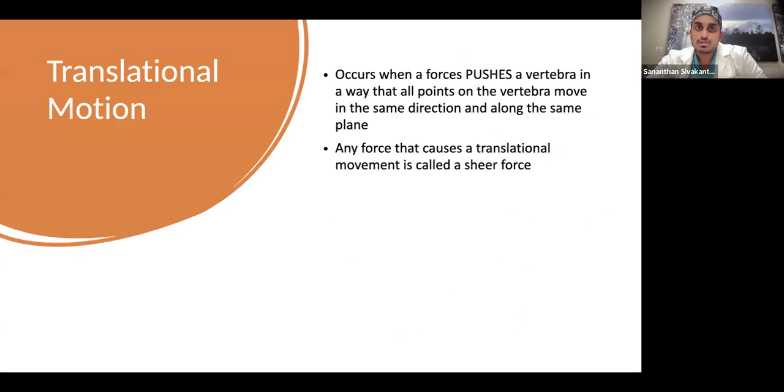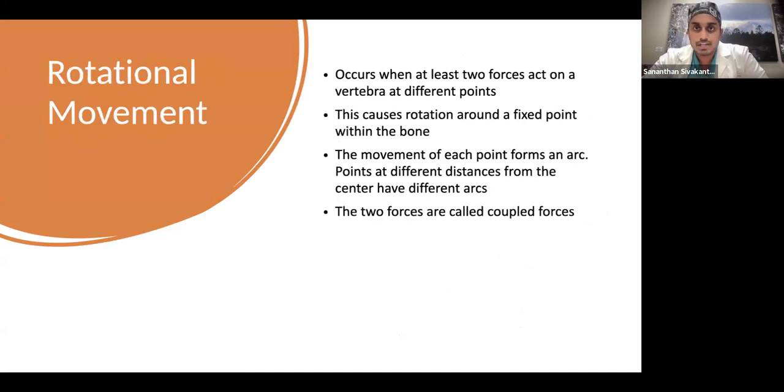Translational motion occurs when a force pushes a vertebral body in the same direction, and any force that causes this type of translational motion is called a shear force. Whereas rotational movement occurs when at least 2 forces act on a vertebral body at different points, and this causes it to rotate around a fixed point within the bone. The movement of each point forms an arc, and points at different distances from the center of the motion have different arcs. When 2 rotational movements are applied to the same body, these are called coupled forces.